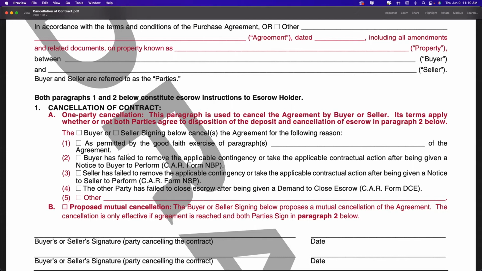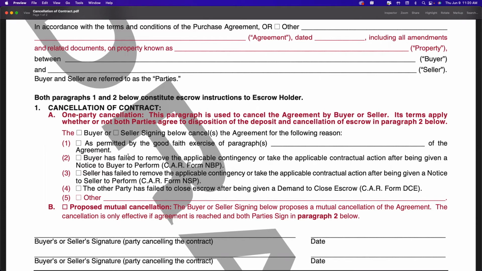So when we're talking about the CAR forms, we're talking about an RPA. Once I have my RPA accepted, whether that seller opens escrow a day later or a month later, I still have an accepted contract. Okay, the escrow is separate. So this form, this document, the cancellation of contract, is doing two things. It's canceling my contract and it's canceling my escrow. Okay, so this first section here is about canceling the contract.